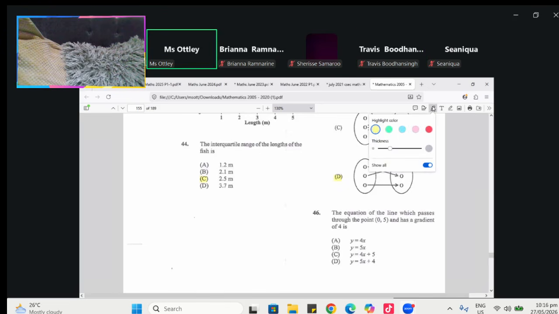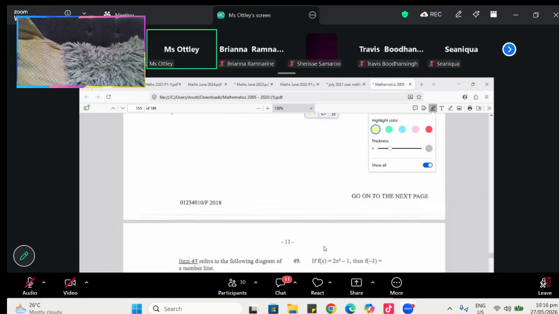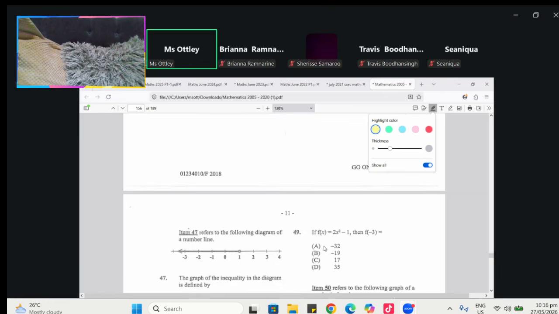The equation of the line that passes through the point 0,5 and has a gradient of 4. C. Right, because the equation of a line is y equals mx plus c, where m is the gradient.